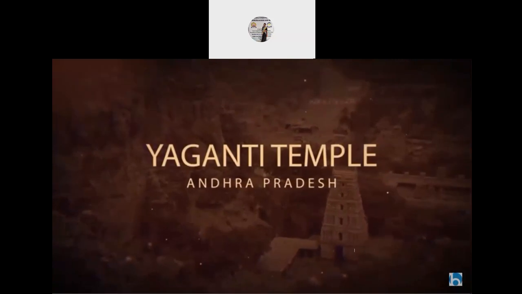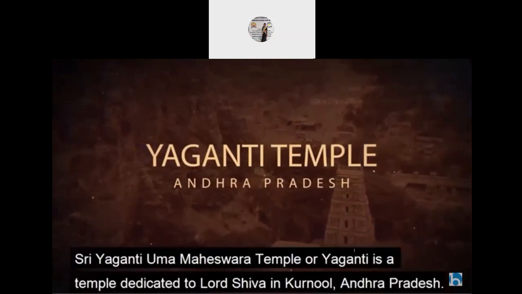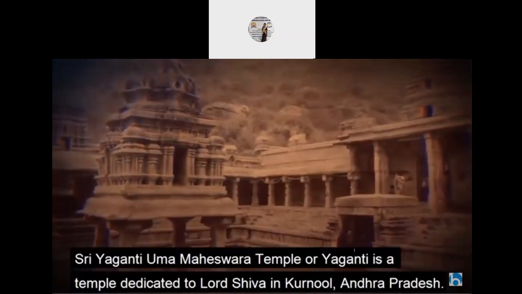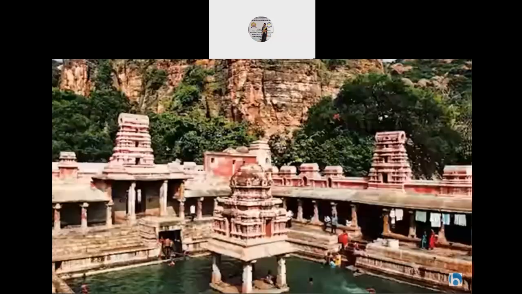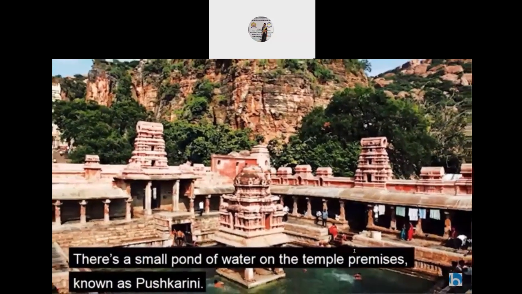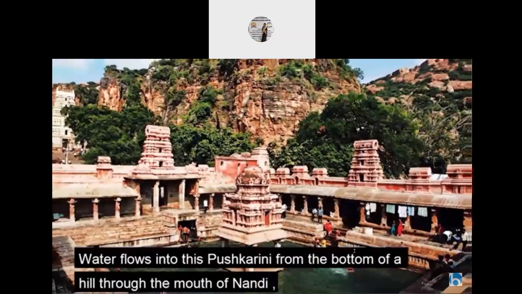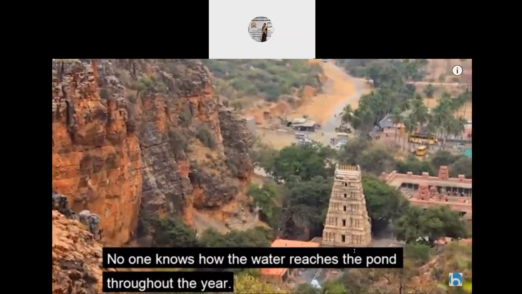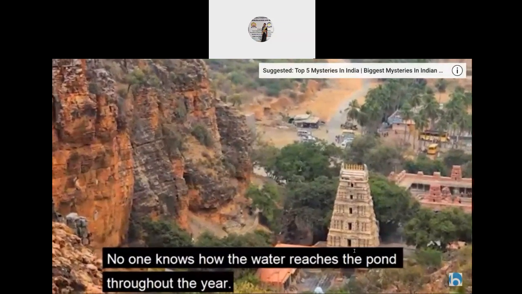Number 2. Yaganti Temple, Andhra Pradesh. Sri Yaganti Uma Maheswara Temple, or Yaganti, is a temple dedicated to Lord Shiva in Kurnool, Andhra Pradesh. There's a small pond of water on the temple premises, known as Pushkarini. Water flows into this Pushkarini from the bottom of a hill through the mouth of Nandi. No one knows how the water reaches the pond throughout the year.